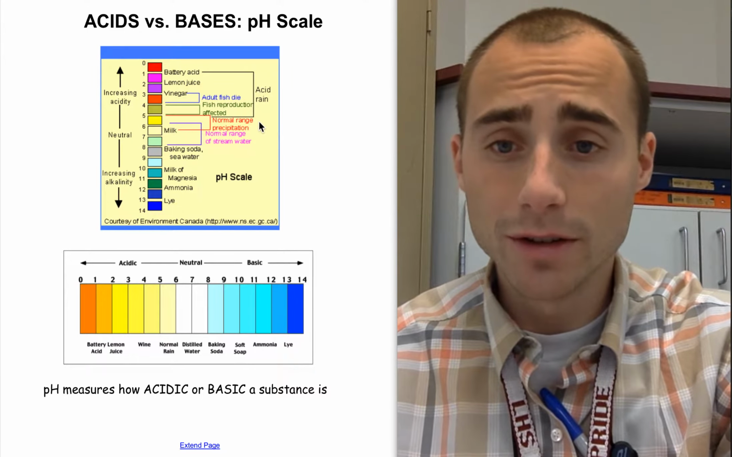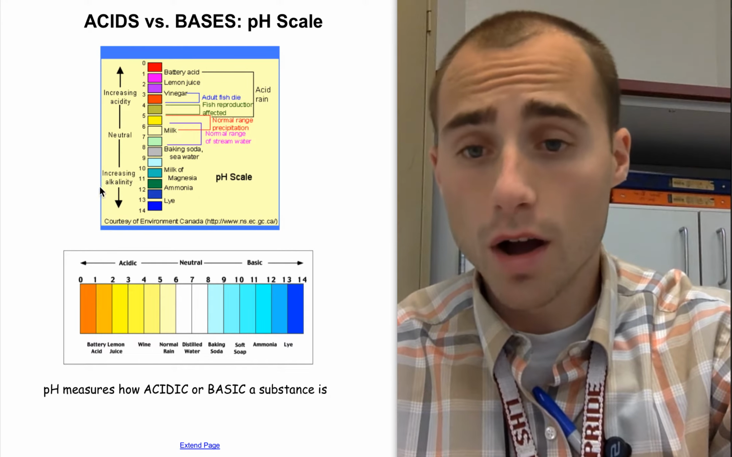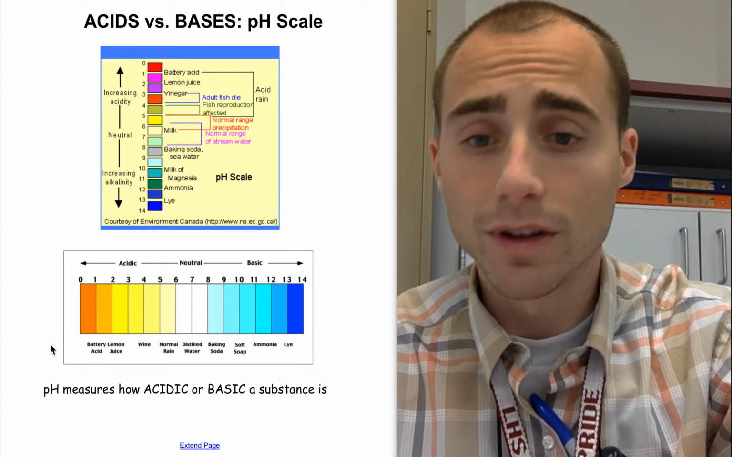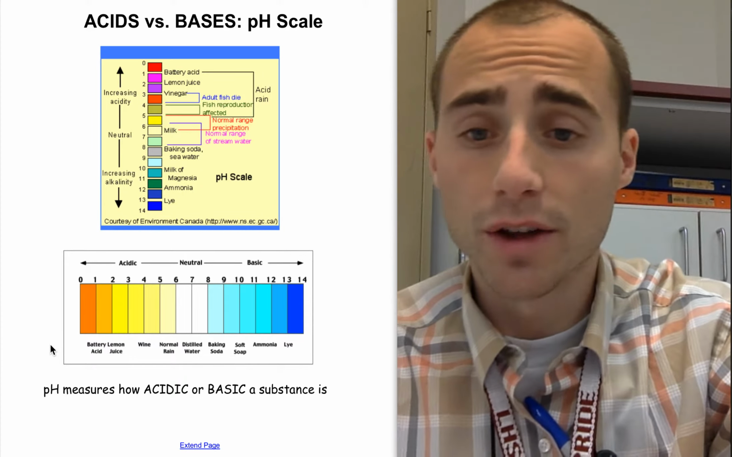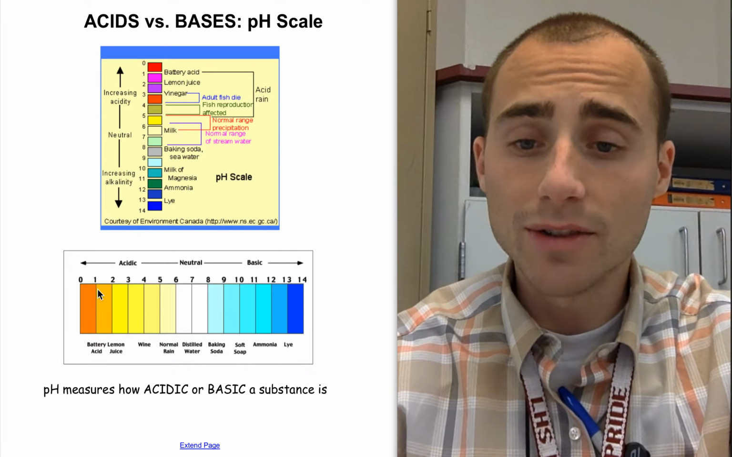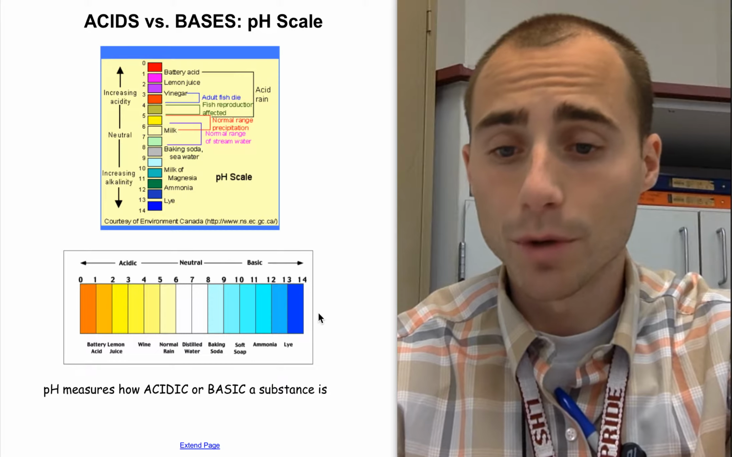This pH scale ranges from 0 to 14. Now, you're going to want to draw one of these two pH scales in your notes. This is going to be essential throughout the rest of this unit. So we have the pH scale. It ranges from 0 to 14, as you can see on both of these scales.